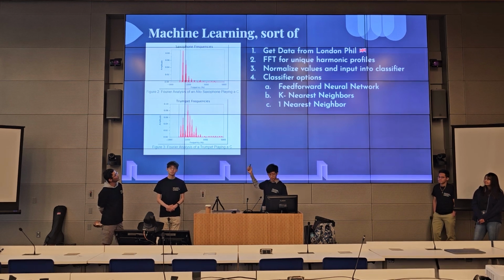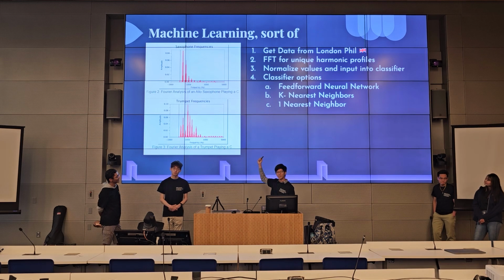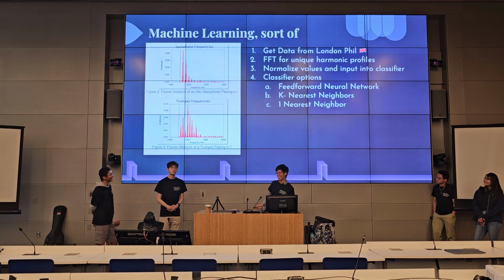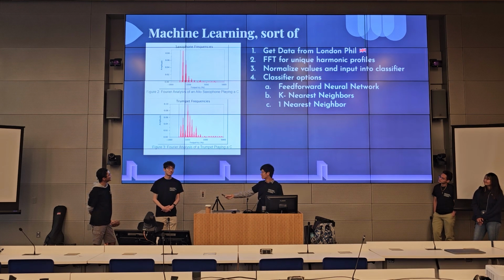We got some data and we have some classifier options here. We originally wanted to do some fancy machine learning with a neural network. That's really hard. So I think we ended up just going with the one nearest neighbor. So I'll hand it off to Justin.